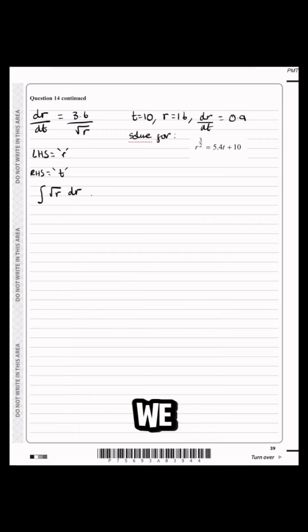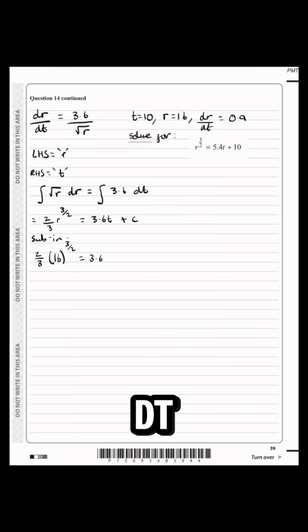So how do we do it? Well, we times through the root r to the left-hand side and times through the dt to the right-hand side. And then we integrate both. So we get the integral of root r dr equals the integral of 3.6 dt.